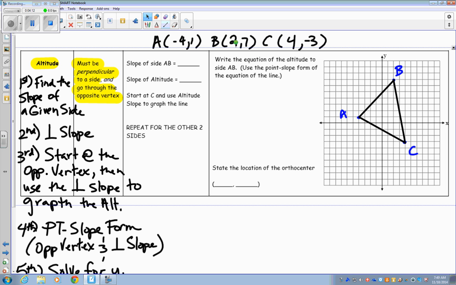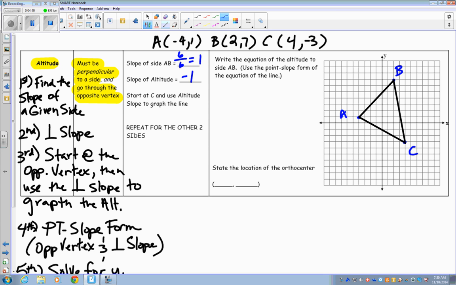All right, so the first thing we need to do is, it says to find the slope of AB. Since we're going to find the slope of AB, I can just use my slope formula, or I can just count my rise over run. Well, if I count, that's up 6 to the right 6, well, 6 over 6 gets reduced to 1. And then the second step says find the perpendicular slope. So we need to find the perpendicular slope to that side, which would be a -1.